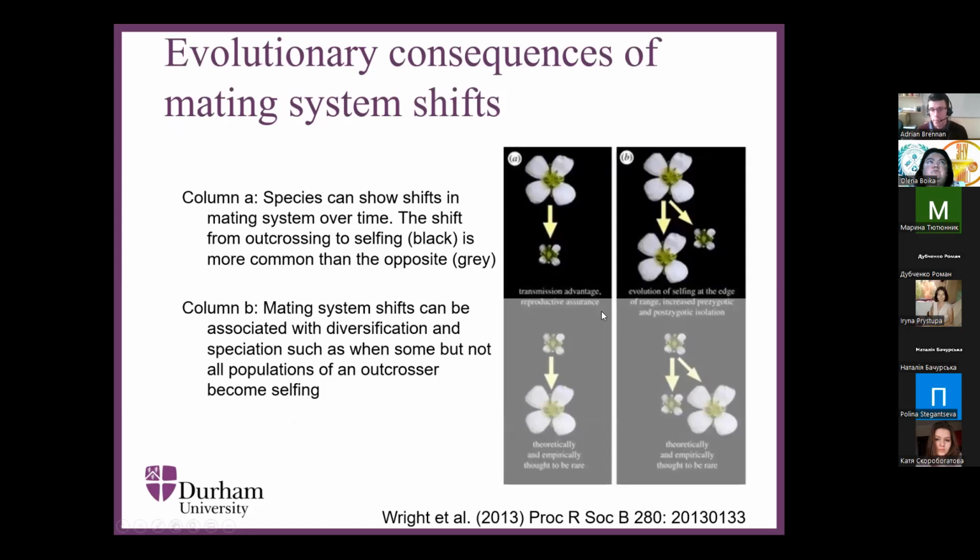And so the grayed out ones here show rare reproductive shifts. So it's rare for selfing to shift to outcrossing, whereas it's common for outcrossing to shift to selfing. And it's common for new selfing species to bud off from outcrossing species, for example.